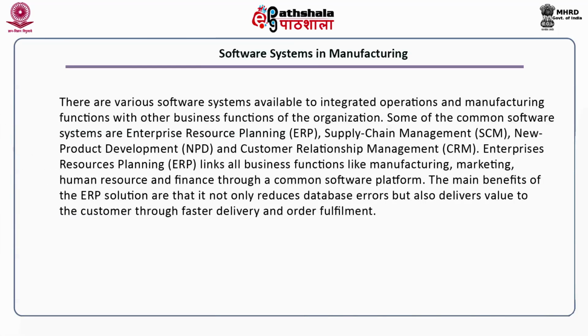Software systems in manufacturing. There are various software systems available to integrate operation and manufacturing functions with other business functions of the organization. Some of the common software systems are enterprise resource planning, supply chain management, new product development, customer relationship management. Enterprise resource planning links all the business functions like manufacturing, marketing, human resource and finance through a common software platform. The main benefits of the ERP solution are that it not only reduces database errors but also delivers value to the customer through faster delivery and order fulfillment.